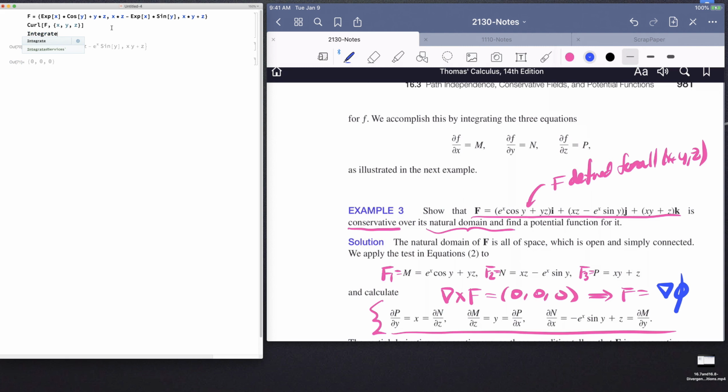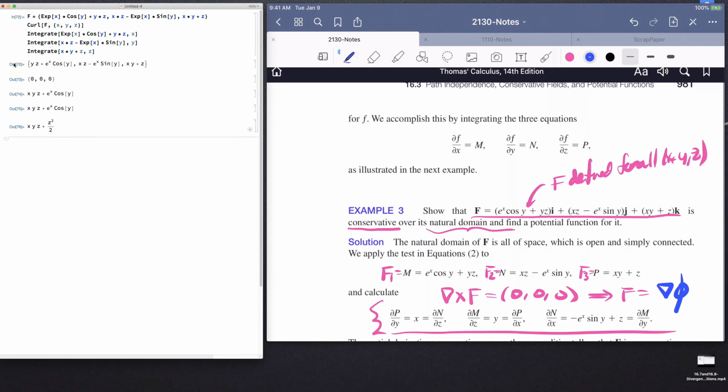and the easiest way to do it is just to integrate the first entry of the vector field with respect to x. Okay, integrate the second entry of the vector field with respect to y, and then integrate the third entry of the vector field with respect to z.